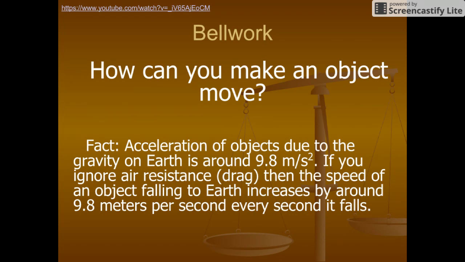Now, this is true until an object reaches terminal velocity, where those forces of gravity are being balanced by the air pushing up on the object. You'll learn more about that at the end of the notes when you watch the video on skydiving.